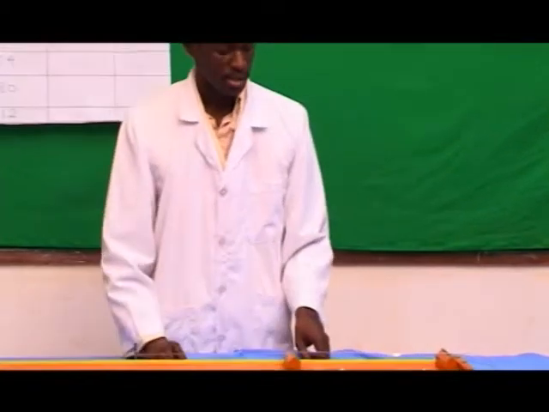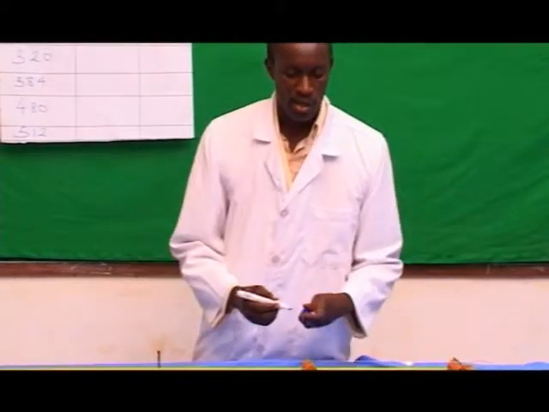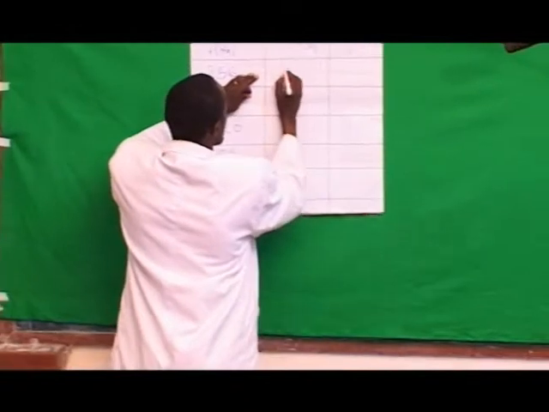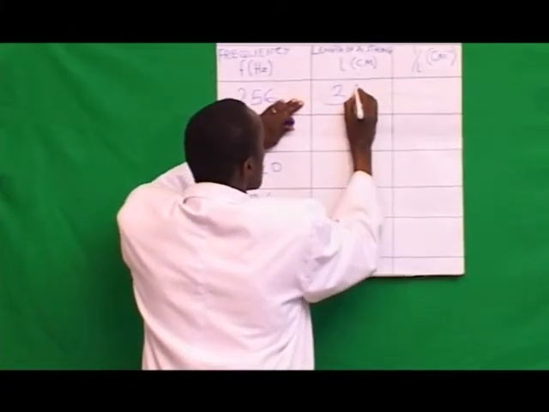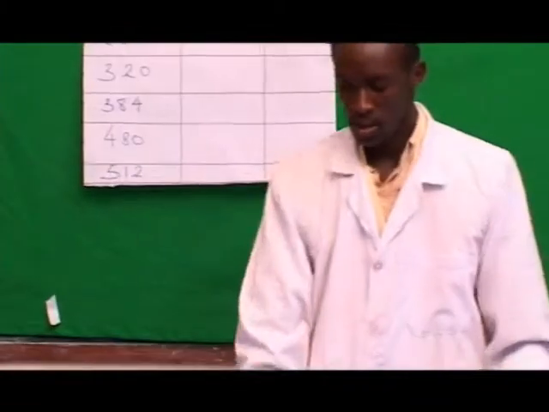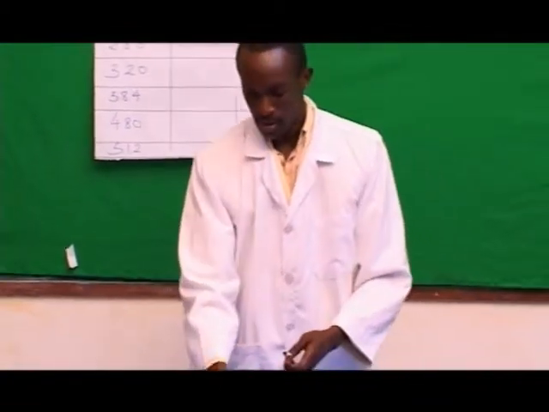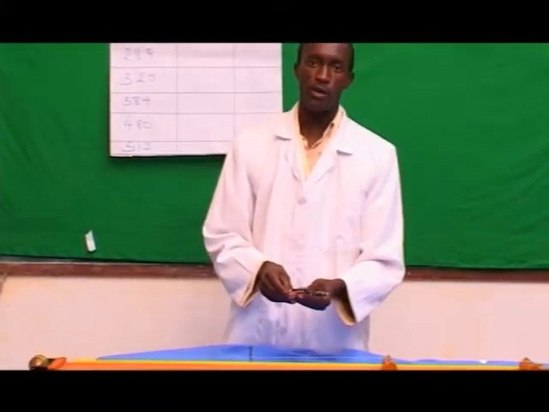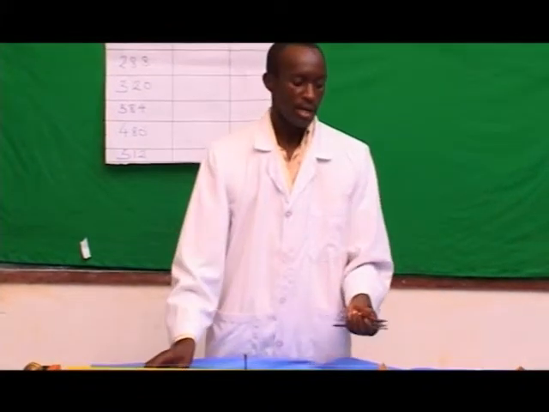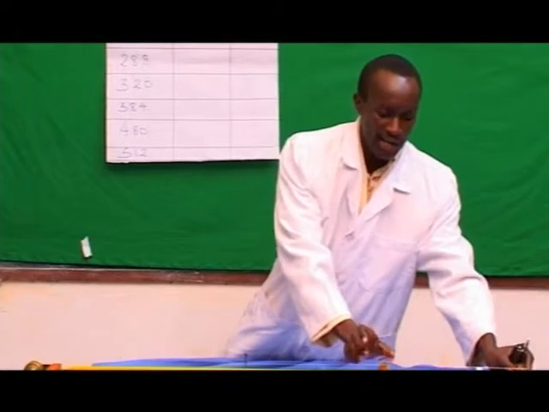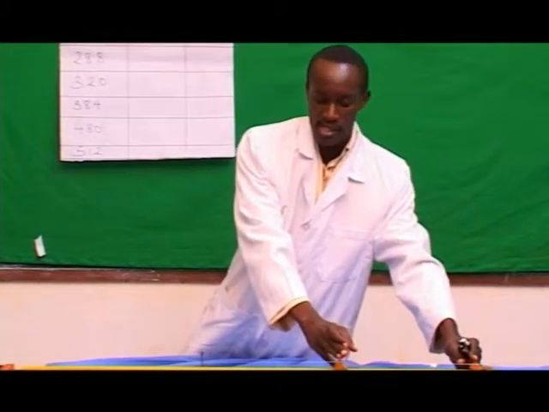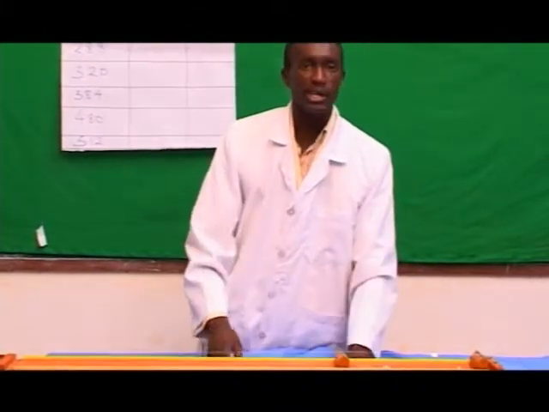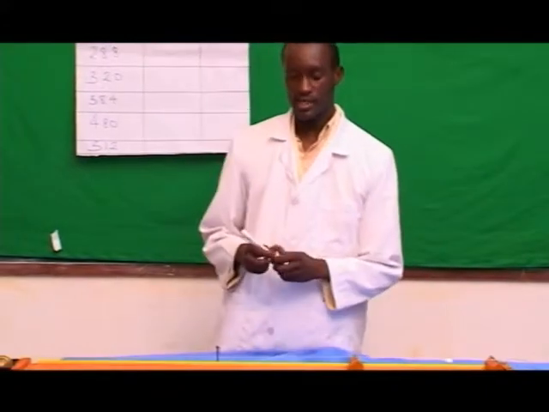Now record the value of the length in the given table. Using the same procedure and by using different tuning forks with various frequencies, obtain different values of the length between the bridges, the distance where the paper riders will be thrown off, and record the observations in the table.